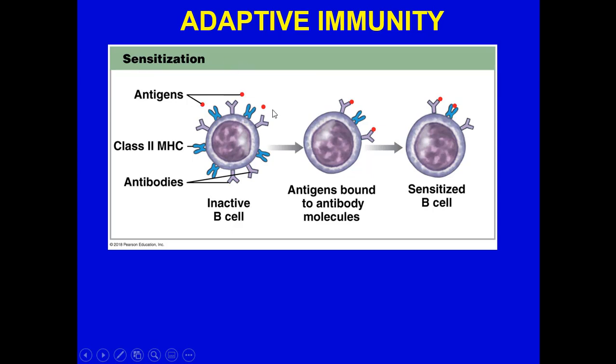You have sensitization. You have the antigens here. You have an inactive B cell. When the class 2 MHCs here, you have this binding to the antigen. The antigens are bound also to antibody molecules. One of the things you got to understand also is on the surface of B cells, even inactive ones, they will have some of their own antibodies kind of hanging out there because they're going to monitor for the presence of any antigens. Once you have the antigens bound to the antibody molecules, you will now get a sensitized B cell.